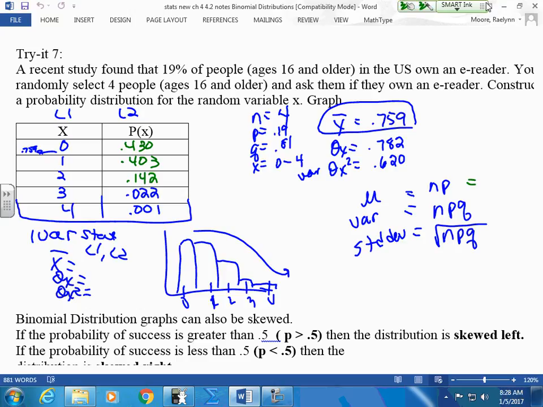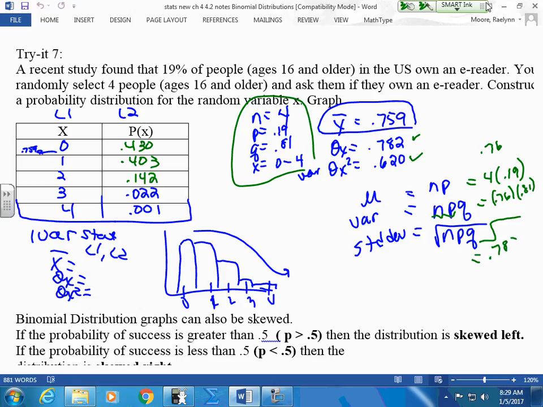To find the mean, we're going to take n, which we laid out already, 4 times my probability, 0.19. When I multiply that, that gives me 0.76. Pretty darn close, right? Rounded. Okay? When I do my variance, I already have my n times p, so all I have to do is 0.76 times my q, 0.81. And that should give me darn close to my 0.782. Nope, to my 0.620, sorry. And then, for this guy, I'm going to take whatever this thing was and square root it. And that will give me my 0.782. Okay.